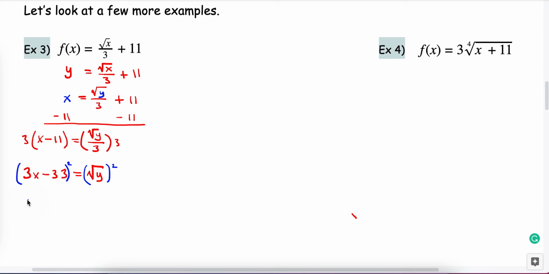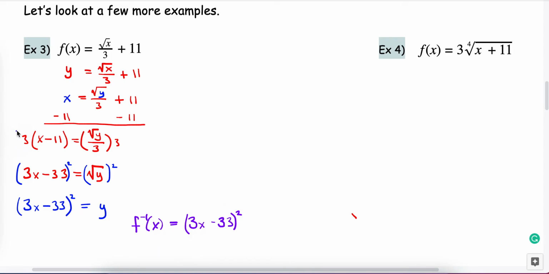And that's going to give us, well, I'm going to keep this as 3x minus 33 all squared, though you could actually try and work that out if you like, equals y, right? There's no real need to, so long as you've got the inverse that you're looking for. So we're looking for here the f inverse of x. We're going to replace y back with f inverse of x, which is equal to 3x minus 33 all squared.